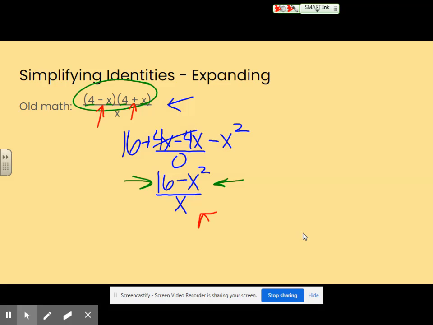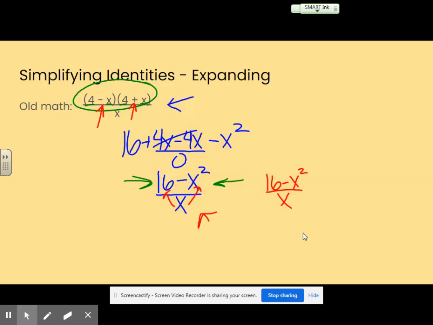Because I know that if I'm trying to divide something in the denominator, it has to be in each and every piece in the numerator. I can divide an x into an x squared, but there's no x for me to divide into 16. So I have to keep it as it is, and that's 16 minus x squared over x. This is simplified. This is good.